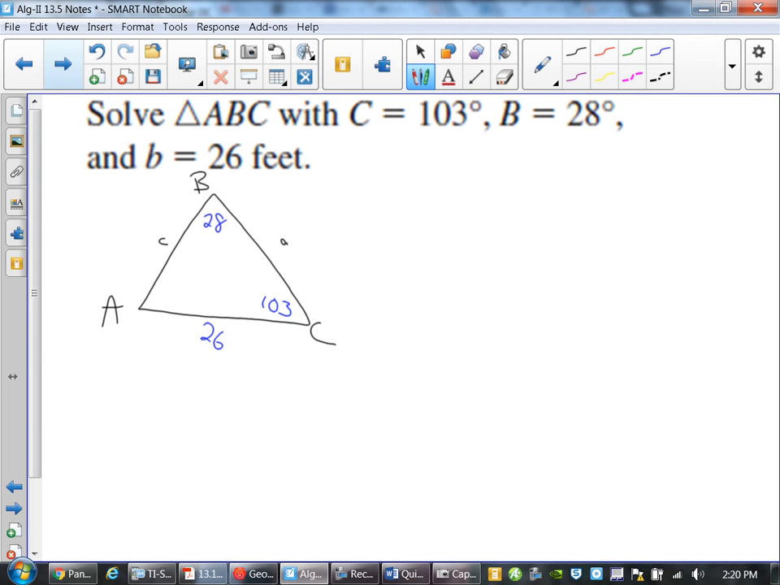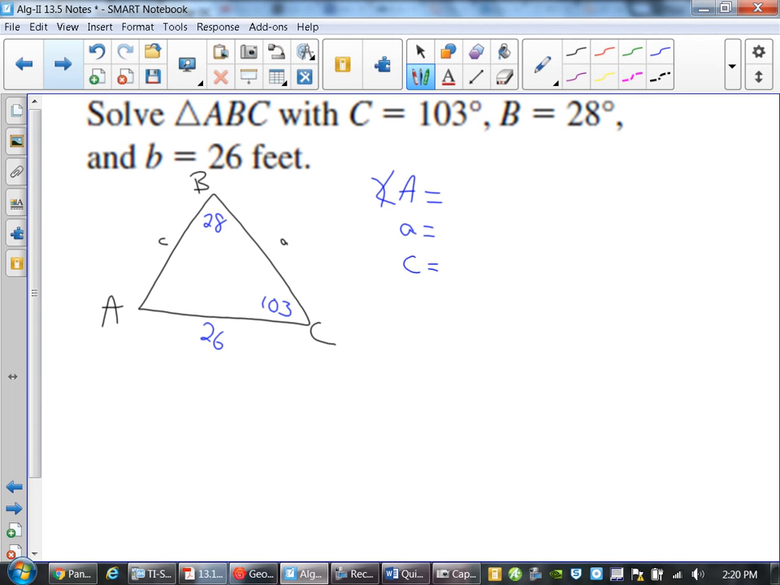Now, according to my diagram that I have made, I need to find 3 other parts. I need to find angle A, side a, and little c. So what I'm doing here, off to the side of the problem, is labeling the other 3 pieces that I need to solve for so I don't forget them. Because I'm not going to say, oh, what is side A? What is side B? What is angle A? I'm just going to say solve the triangle. And you need to figure out all the parts that are missing. Okay?